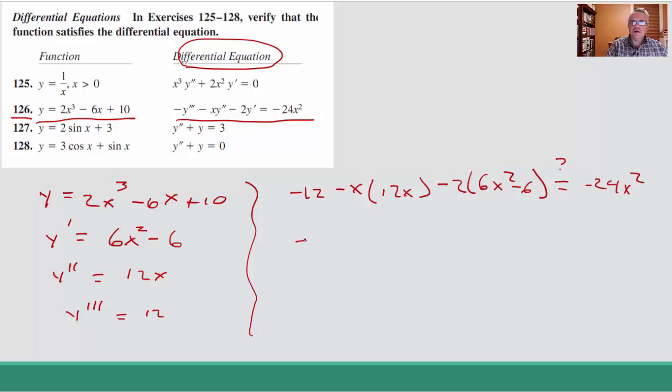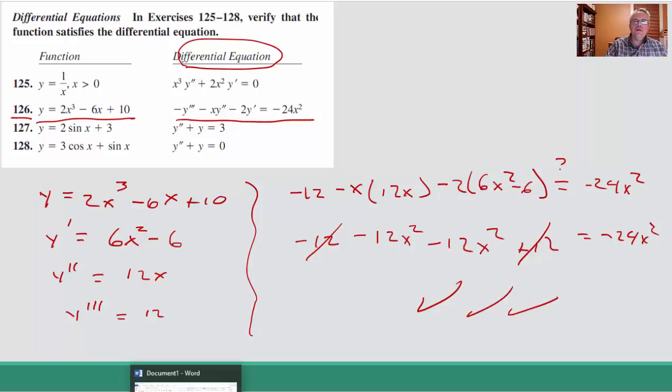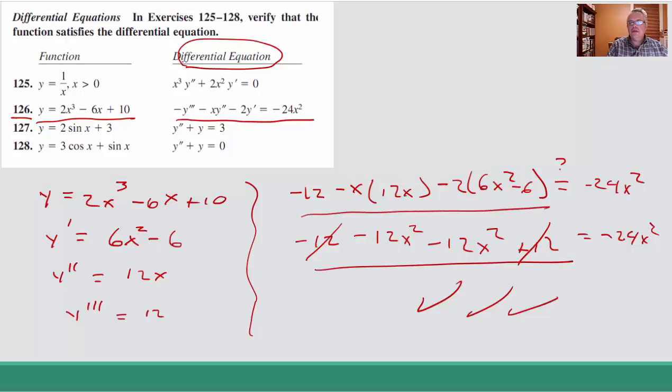Okay, well, let's simplify. Negative 12 minus 12x squared minus another 12x squared plus 12. Well, if I cancel those, it does equal minus 24x squared. So it's true. Okay, so what happened? I put the derivatives into this left side, and we did get minus 24x squared. When I simplified all this, it became that, which equals negative 24x squared.